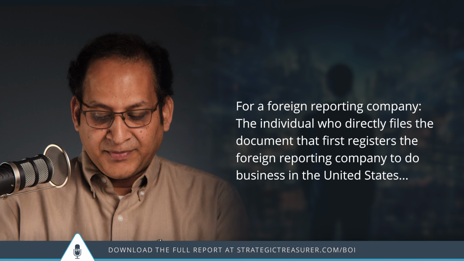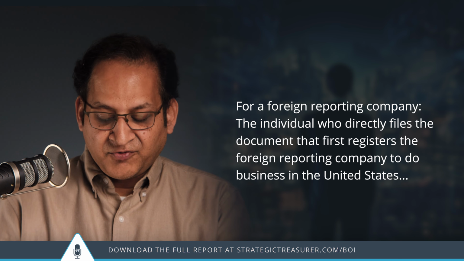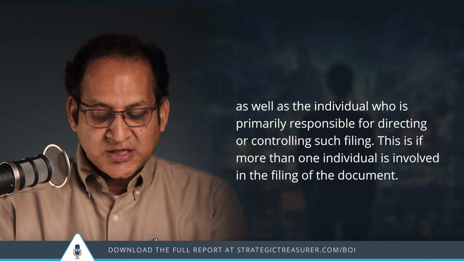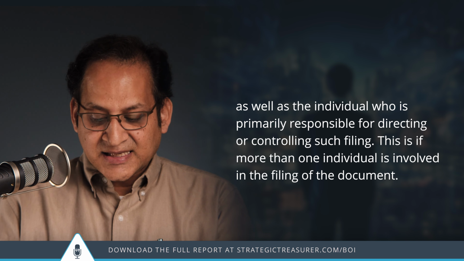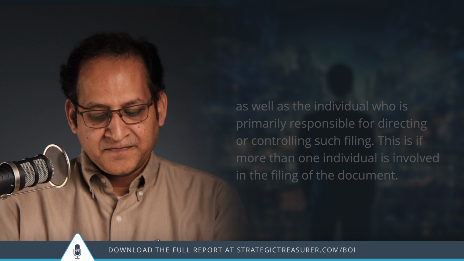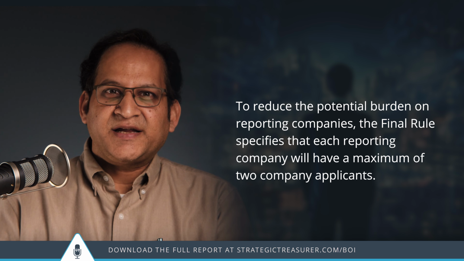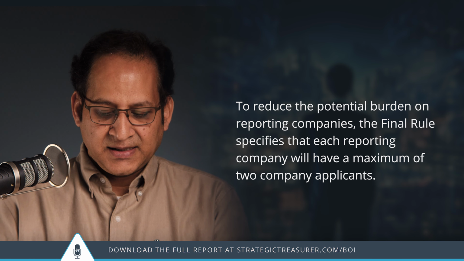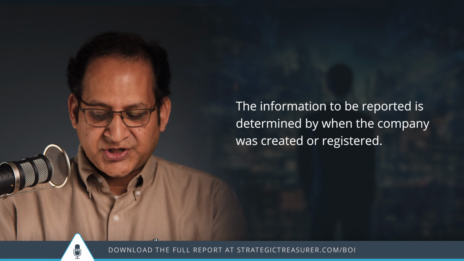For a foreign reporting company, the individual who directly files the document that first registers the foreign reporting company to do business in the United States, as well as the individual who is primarily responsible for directing or controlling such filing. This is if more than one individual is involved in the filing of the document. To reduce the potential burden on reporting companies, the final rule specifies that each reporting company will have a maximum of 2 company applicants. The information to be reported is determined by when the company was created or registered.